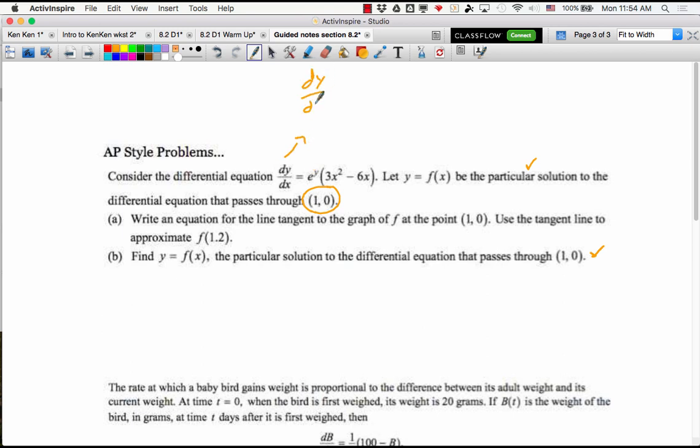dy/dx at the point (1, 0) equals e to the 0 times 3 times 1 squared minus 6 times 1. And that would be 3 minus 6, negative 3. So if I know my point and I know my slope, I'll do y minus 0 equals negative 3 times (x minus 1). This would be the equation, and then you want to use that equation to approximate 1.2. So you put a 1.2 in there, and you figure out your equation.